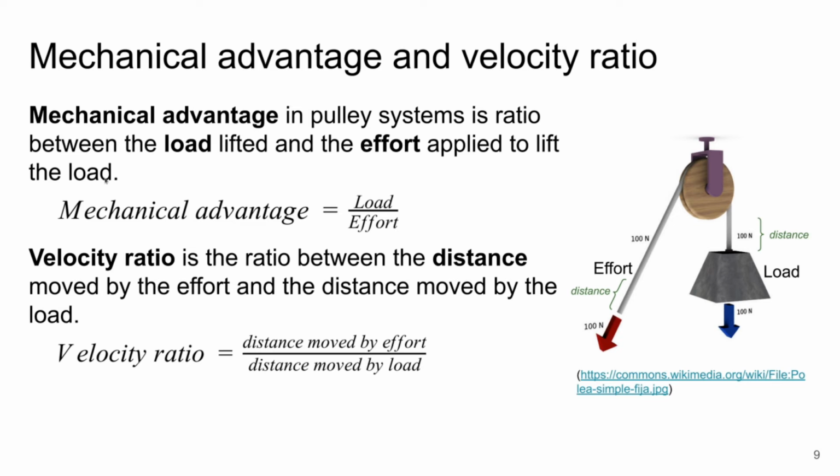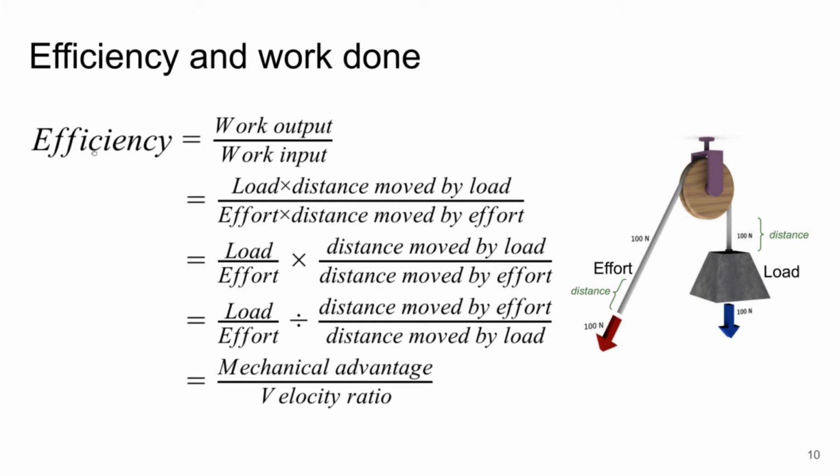And we shall see how both these values relate to efficiency. As you know, efficiency equals work output divided by work input. Now, work is force multiplied by distance. And therefore, the work output in this case is the lifting of the load. Therefore, it is the load multiplied by the distance moved by the load. And the input is the effort that we apply to lift that load. And therefore, it's the effort multiplied by the distance moved by the effort.